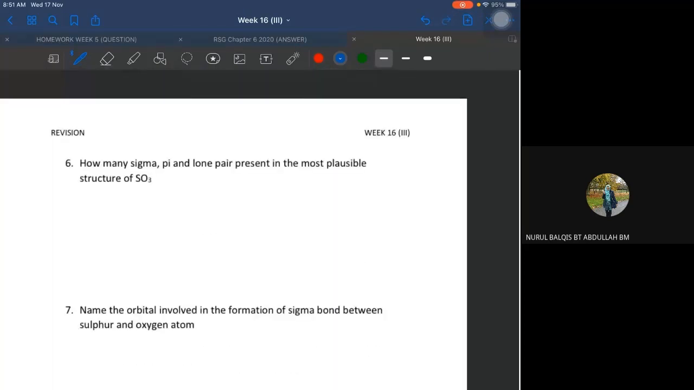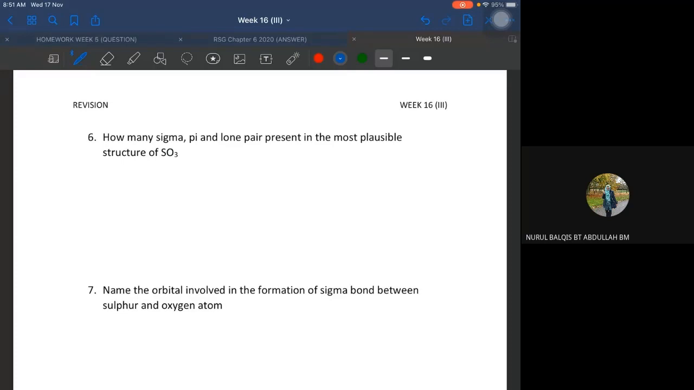Okay, next question. How many sigma, pi and lone pair present in the most plausible structure of SO3? You need to first start by calculating apa? Number of valence. So S, we got 6 electrons. 3 O, 6 times 3, 18 electrons. This comes from period 3, this one comes from period 2. So altogether you have 24 electrons. So then you have this S, 1, 2, 3 minus 6, left with 18 electrons. So 18 electrons distribute to all 3.